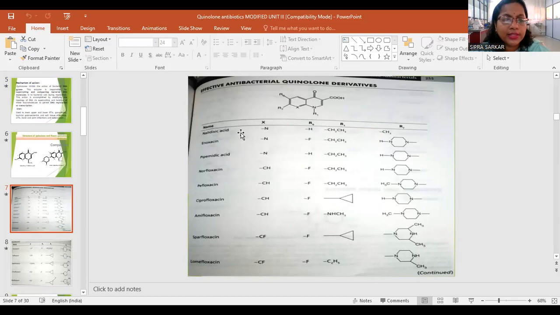nalidixic acid, enoxacin, norfloxacin, ciprofloxacin, amifloxacin, sparfloxacin, and lomefloxacin. So these are the important drugs, whereas norfloxacin, ciprofloxacin, sparfloxacin and amifloxacin are especially important.